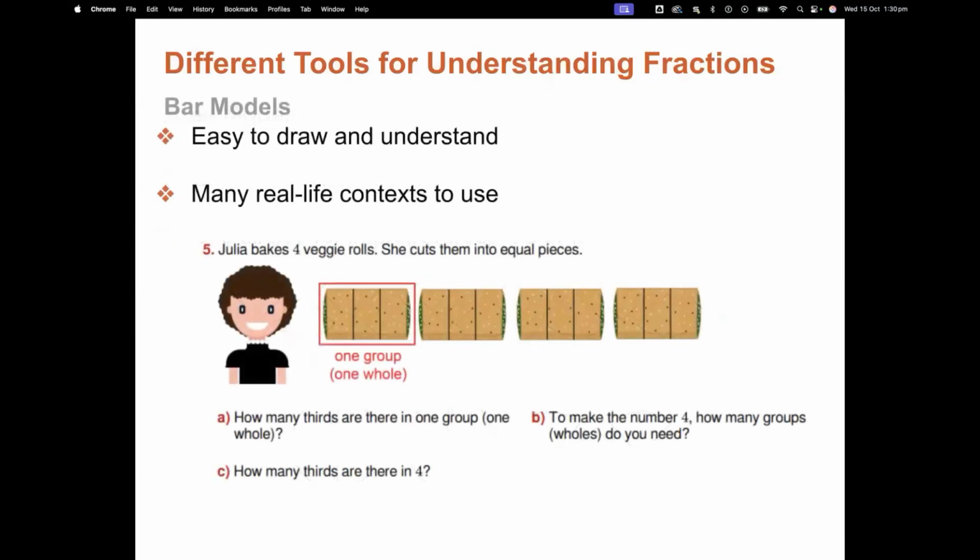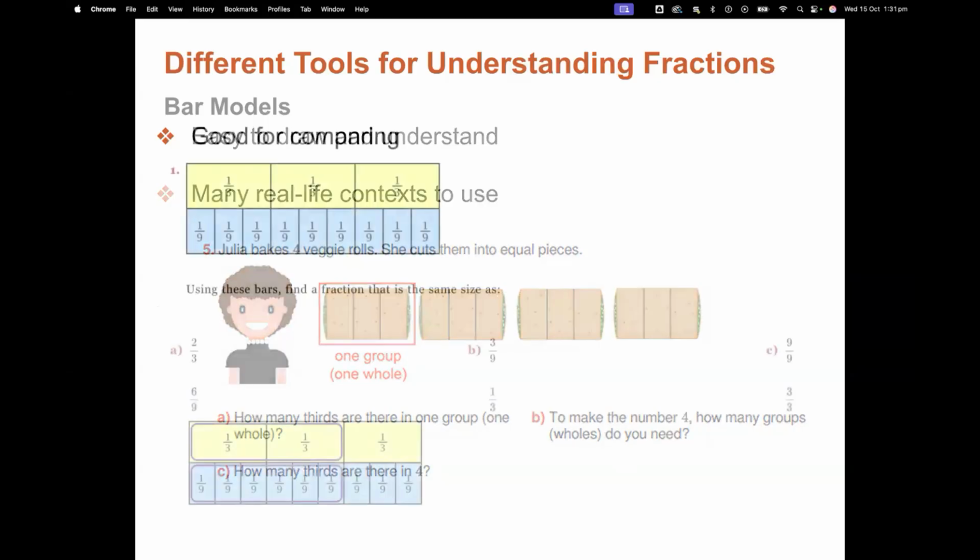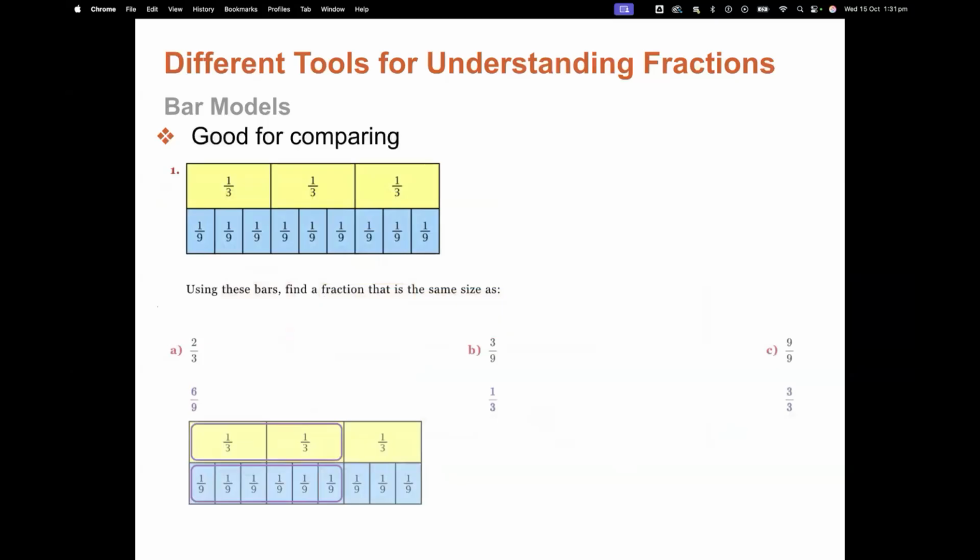And the bar models as well, they're easy to draw and understand. They have many real life contexts that you can use. So here we've got Julia who bakes veggie rolls and she cuts them into equal pieces. And then we ask the kids about different things that they can calculate that have to do with fractions here. They're also good for comparing.